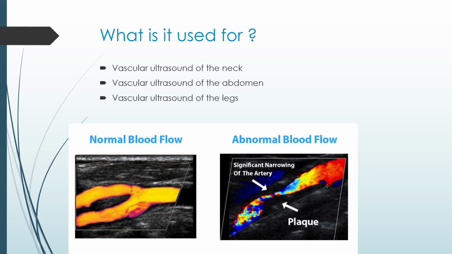Vascular ultrasound of the abdomen, the test for abnormal dilation of the aorta called abdominal aortic aneurysm or AAA. Also, abdominal imaging can look for blockage in the vessel feeding the kidneys or bowel. And vascular ultrasound of the legs.